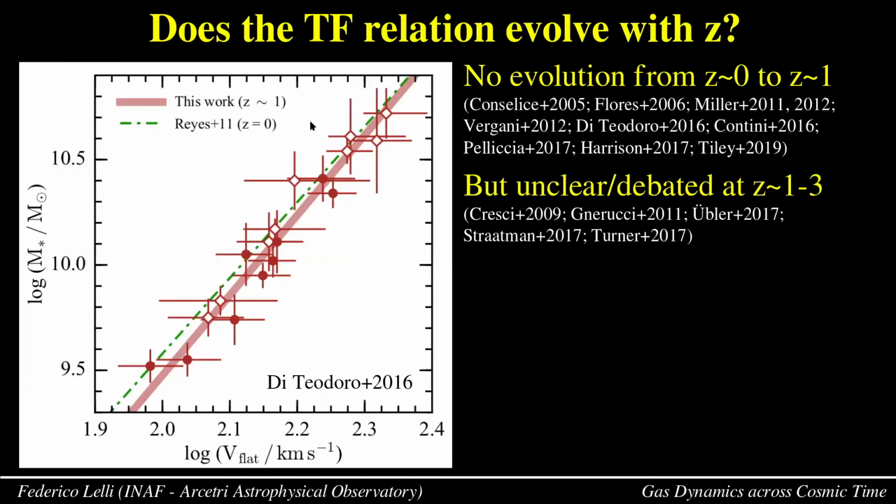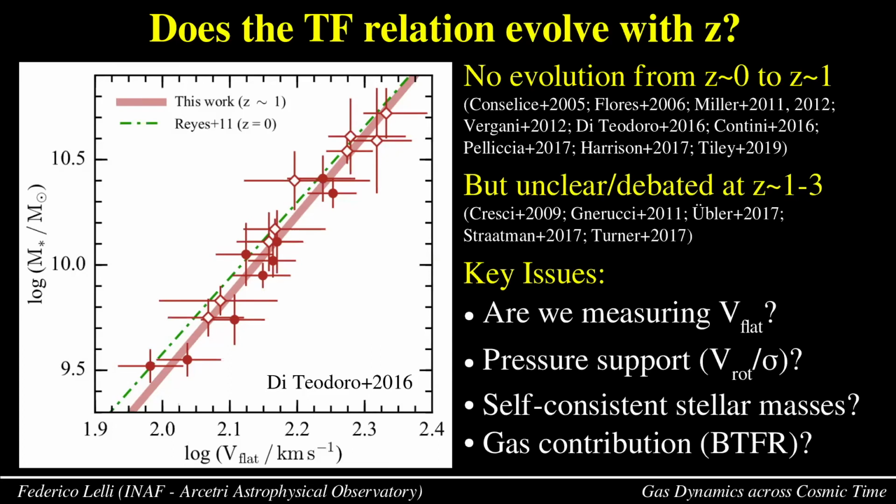Another important question is whether the Tully-Fisher relation evolved or not with redshift. I think that it's clear that there is no strong evolution from redshift 0 to redshift 1. This has been found by many different teams using different techniques. This is one example from Di Teodoro and collaborators where you see the local redshift 0 stellar mass Tully-Fisher relation in green and the Tully-Fisher relation at redshift 1 in red. But the situation is unclear and strongly debated between redshift 1 and 3.